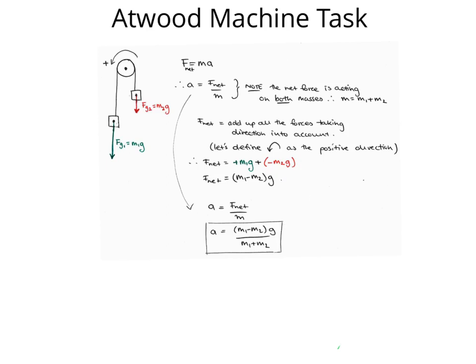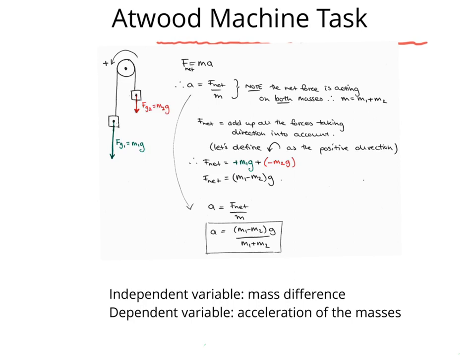So then the acceleration of the system, a, is equal to F net divided by m, as we saw above. So the acceleration is equal to the net force divided by the total mass of the system. So we're going to look at some data that I gathered to investigate the relationship between the acceleration of the masses and the mass difference. In our experiment, the independent variable will be the mass difference, and the dependent variable will be the acceleration of the masses.